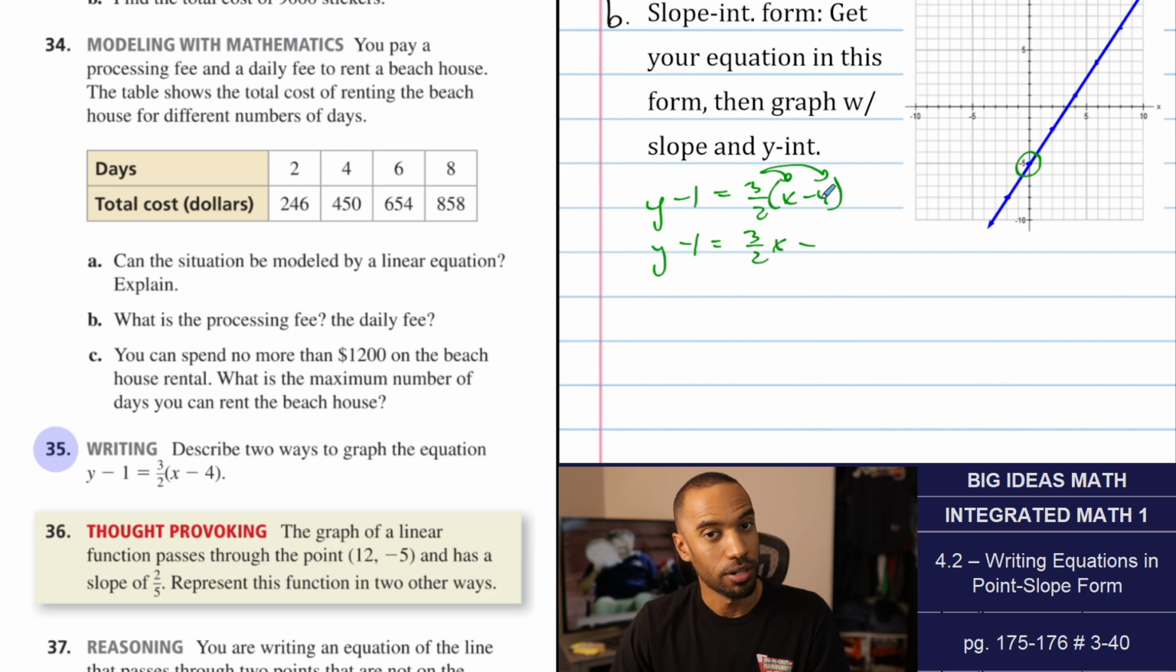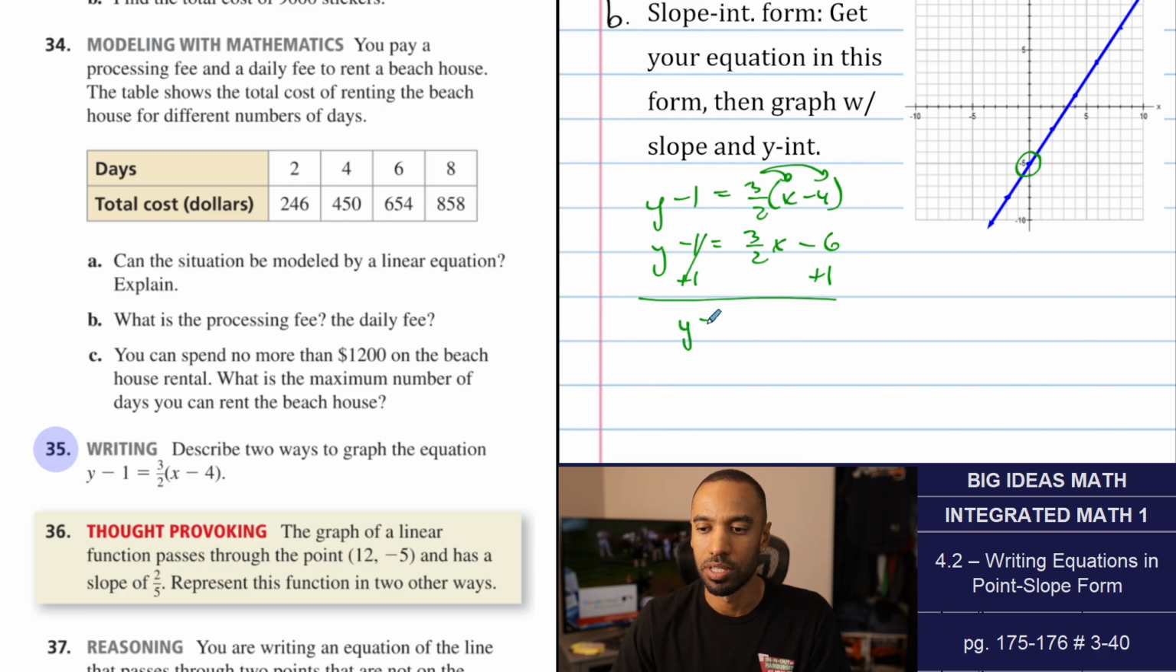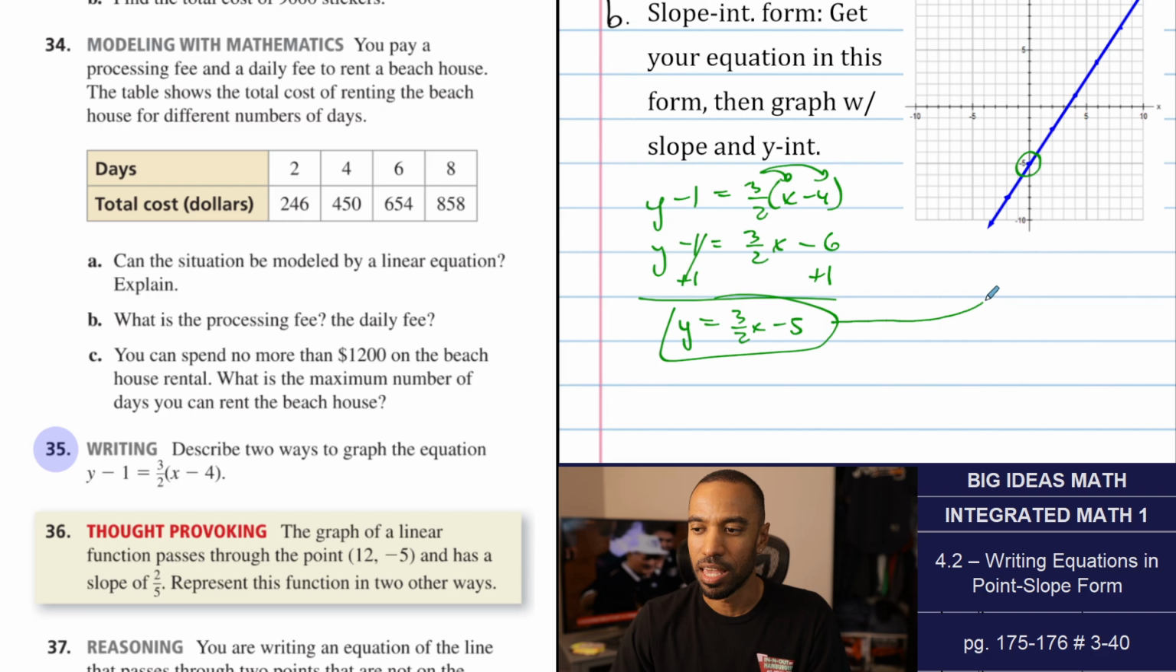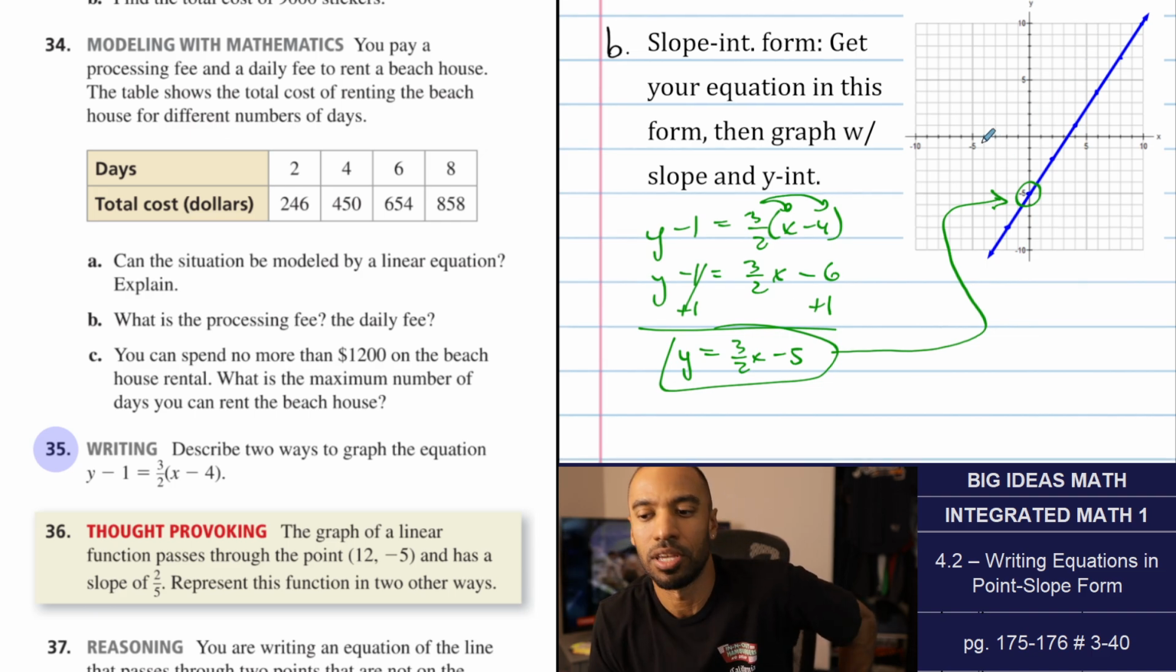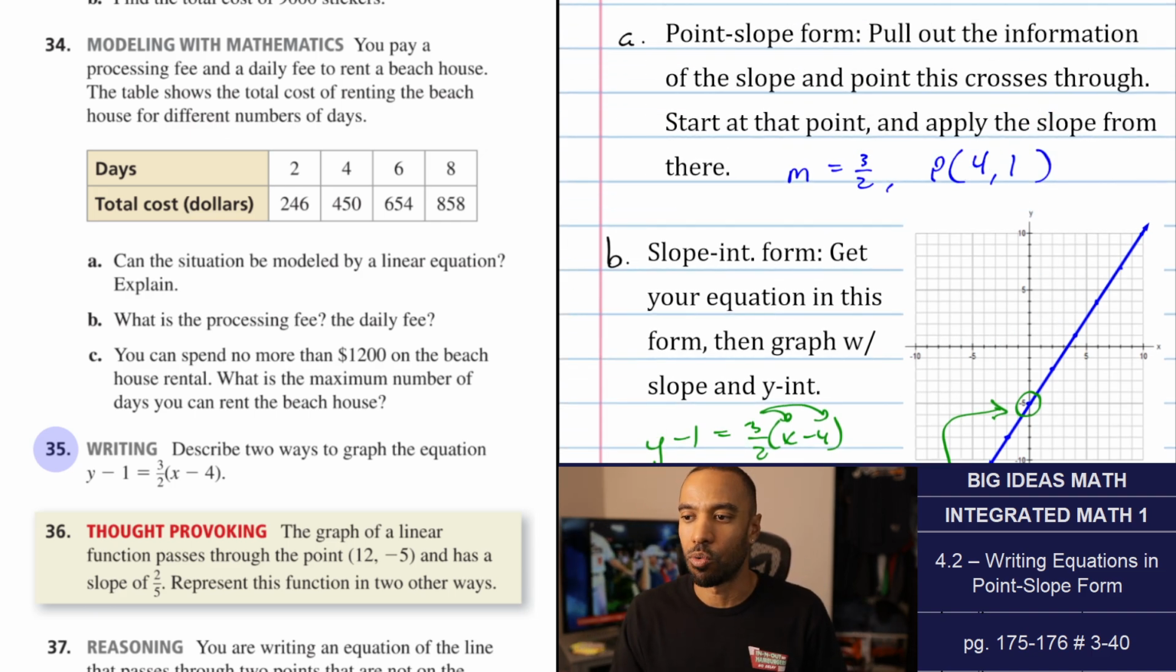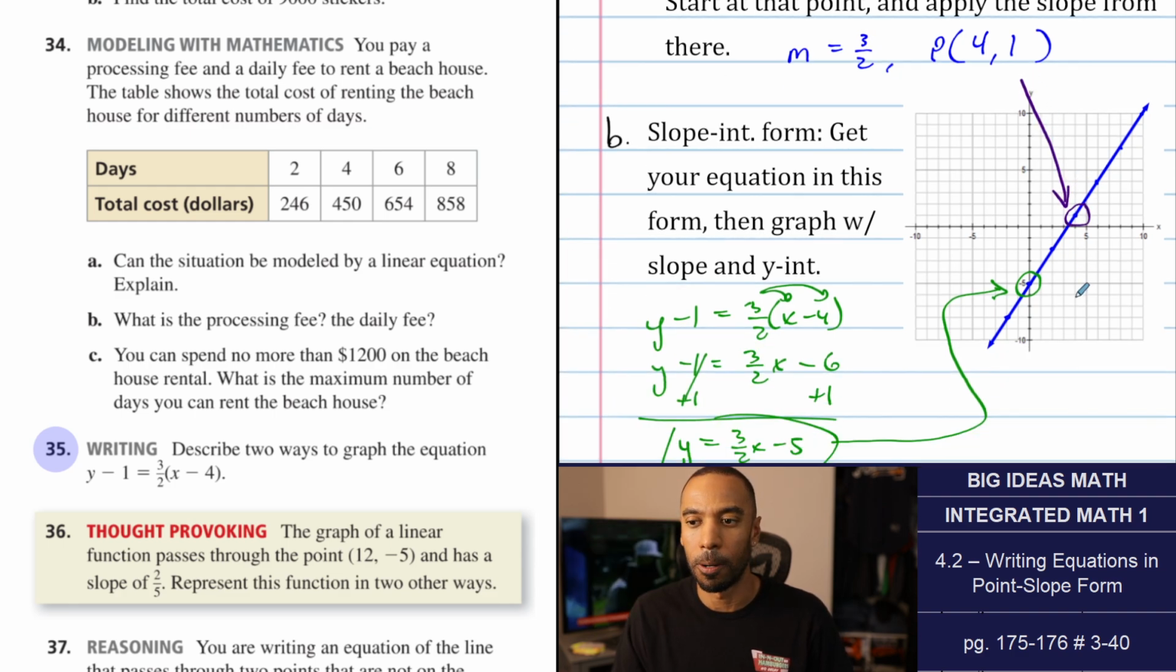3/2 times the -4. This is the burden that you bear when doing this. 4 divided by 2 is 2, times 3 is 6, so we get -6. Then we add 1 to both sides, and we get y equals 3/2 x minus 5. Hey, this has a y-intercept of -5, and our slope of 3/2 would have still applied to this, so it's still the same graph, guys. It crosses at 0, -5. It crosses at 4, 1, like we saw right here. This was that starting point. It's the same line. You can do either or.